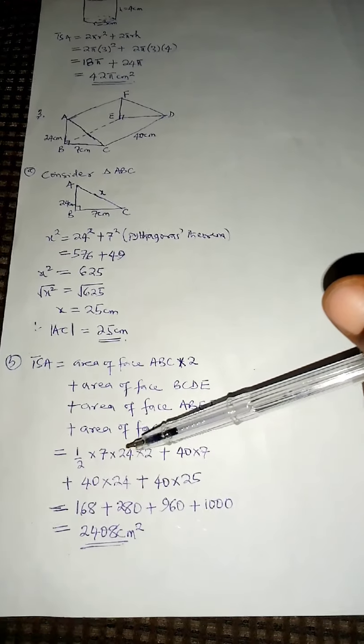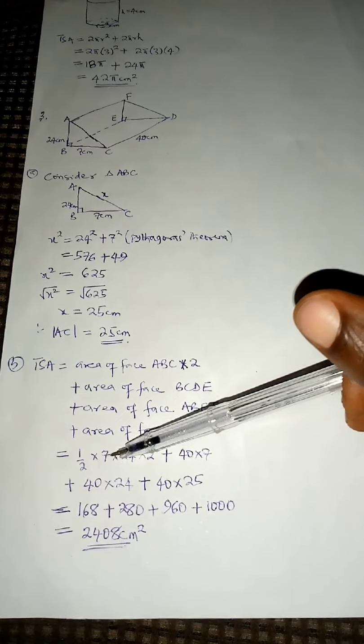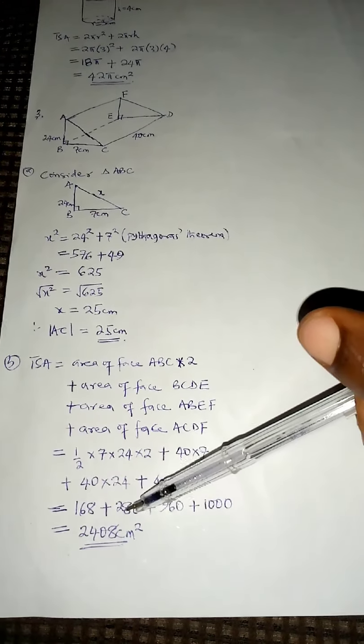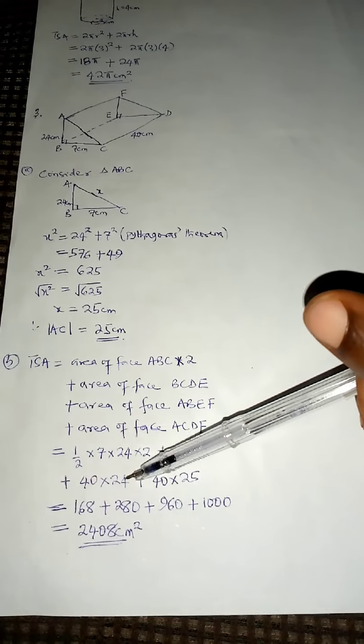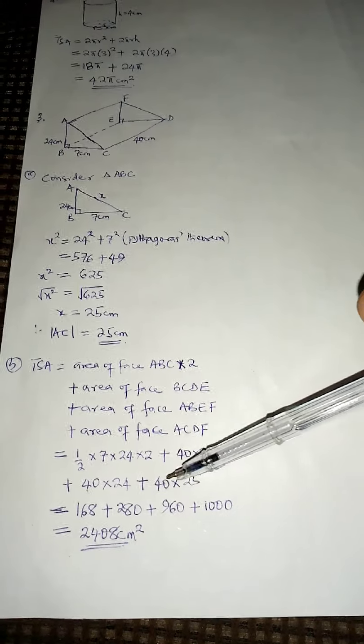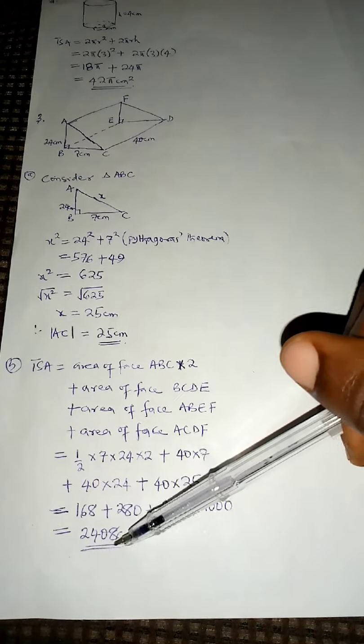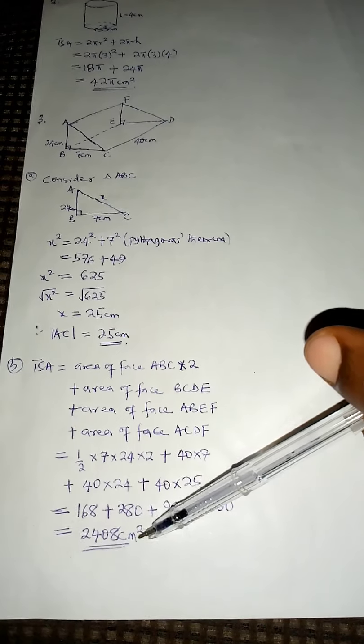These two here, we cancel these two here. You are left with 7 times 24, which is 168. 40 times 7, which is 280. 40 times 24, which is 960. 40 times 25, which is 1000. Add everything, you have 2408 cm squared.